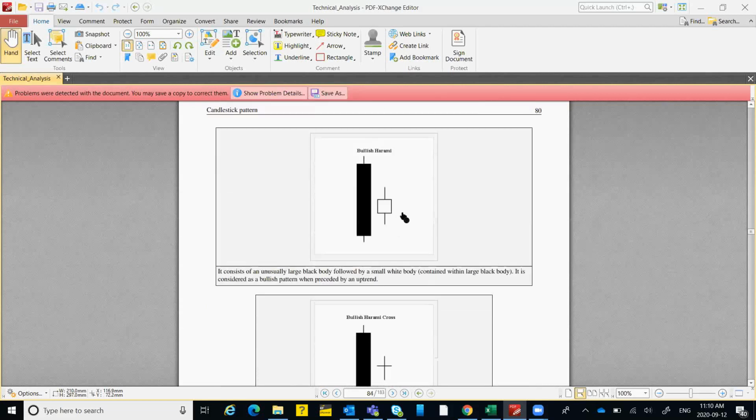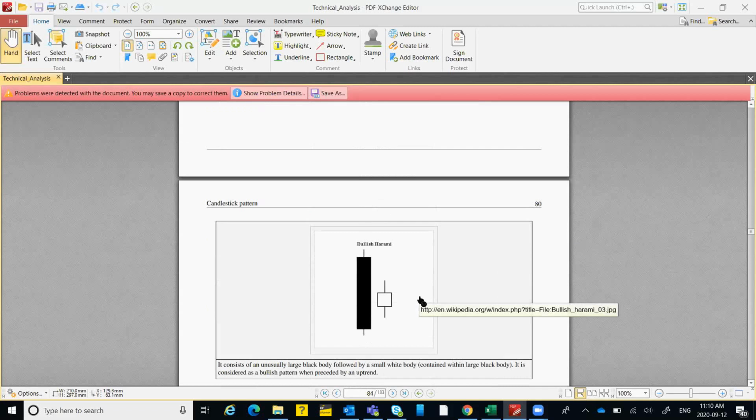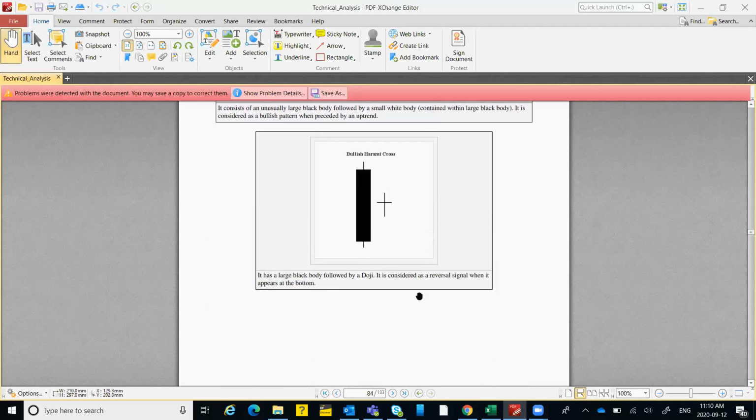Any question here or any confusion in these two patterns before we move on to the next pattern? Okay, then we'll move next.